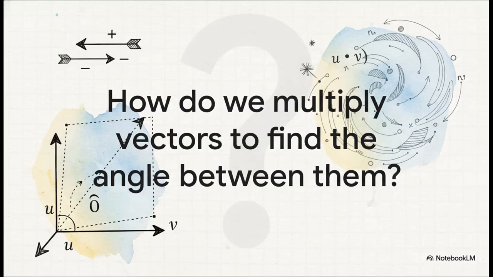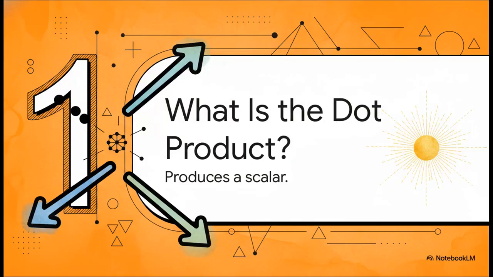So you know how to add vectors, right? And subtract them. But what about multiplying them? It's not quite what you'd expect. The big question we're going to answer today is how can we use multiplication to figure out the exact angle between two vectors? And the answer to that question is something called the dot product.